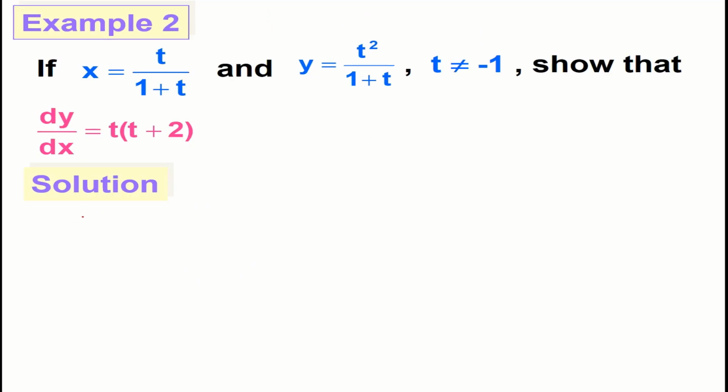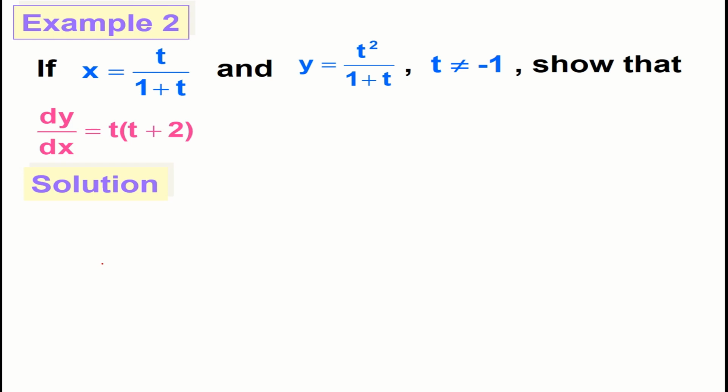Let's continue with example 2. If x equals t over 1 plus t and y equals t squared over 1 plus t, and t does not equal negative 1, show that dy/dx equals t multiplied by t plus 2. Okay, for this question, we are going to show dy/dx, and the information here is x in terms of t and y in terms of t.